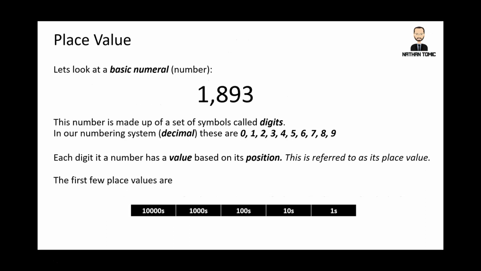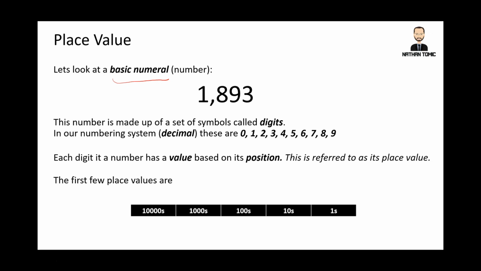Let's look at place value. If we have a number, which we can call a basic numeral, we might have this number here, 1893. This number is made up of a set of digits, and in our numbering system, which we call decimal, those digits are the numbers 0, 1, 2, 3, 4, 5, 6, 7, 8, and 9. Putting those digits in any order, we can create any number.